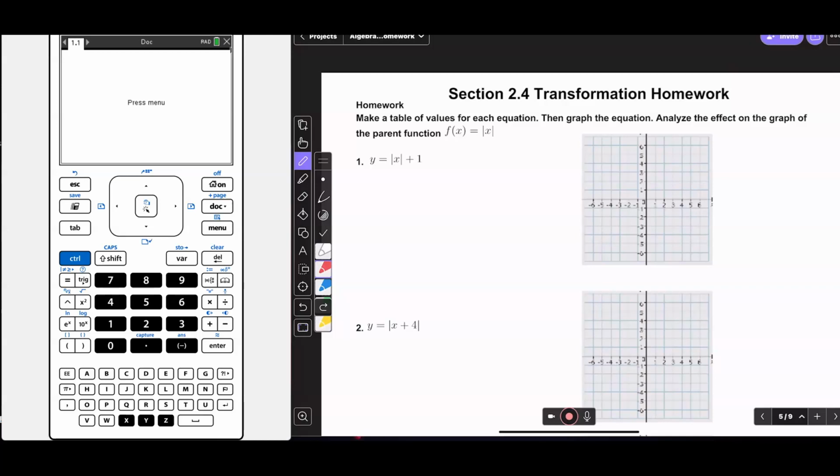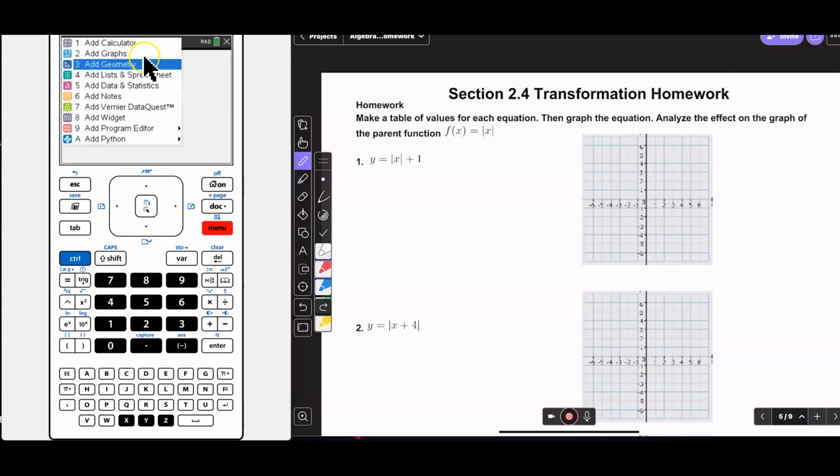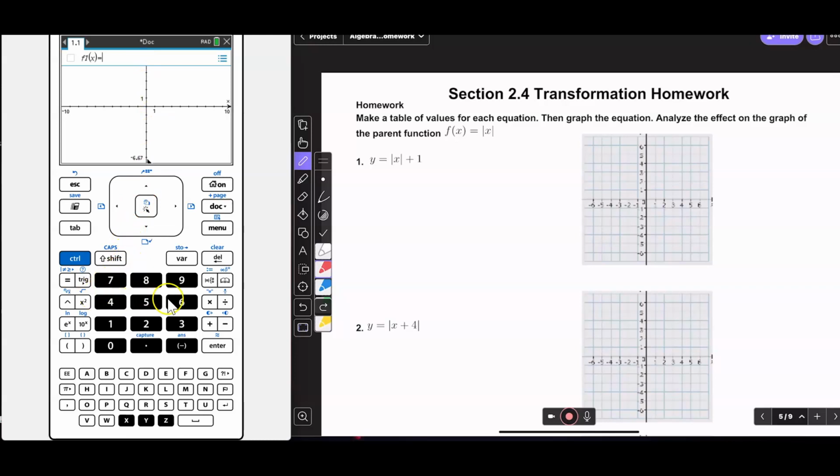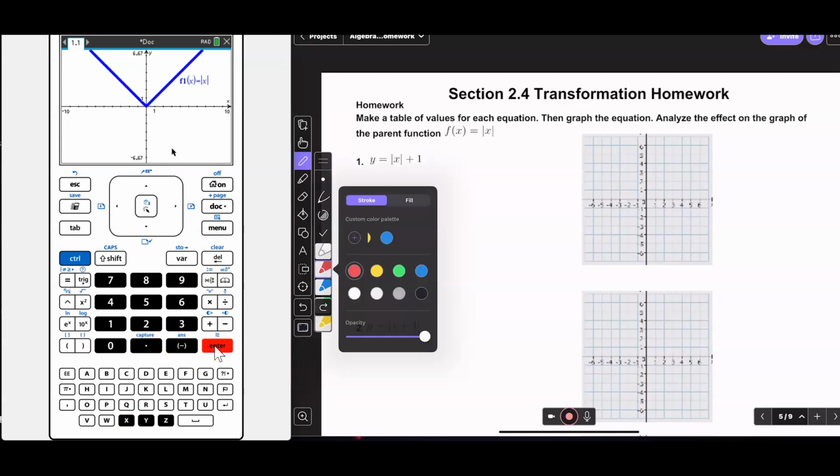It says make a table of values for each equation, then graph the equation, and analyze the effect on the graph of the parent function. So what you want to do is graph the parent function. Let's go to the menu, graphs, and we're going to type in the parent function, which is just the absolute value of x. You're going to press enter.